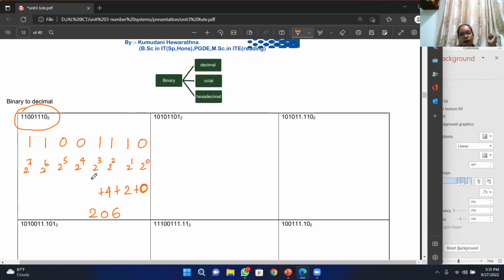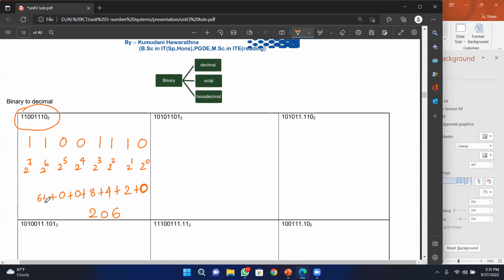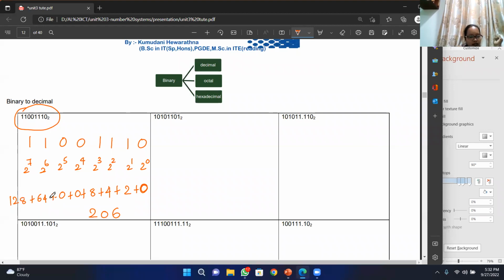Can't you hear me? Can, teacher. 2 to the power 3 is 8. 8. And others I will take as zeros, okay? And 2 to the power 6 is how much? 64, teacher. 64. Oh, next one, 128, teacher. 128. 8, 4 is 12, 8 is... 24, 22, 24, 26, remaining 2, 2 2 is 4, 10. Yes, 206 comes.